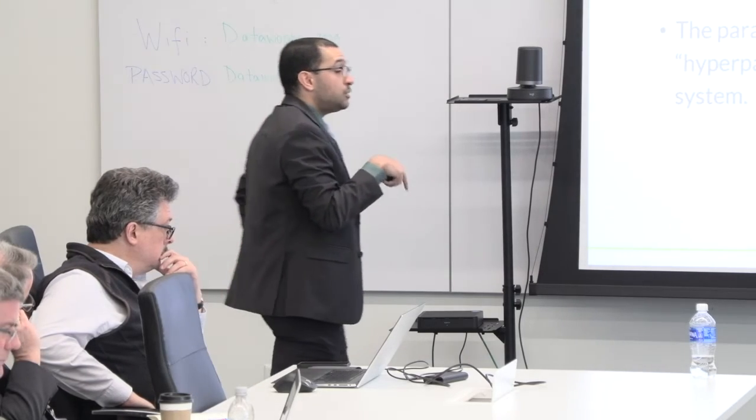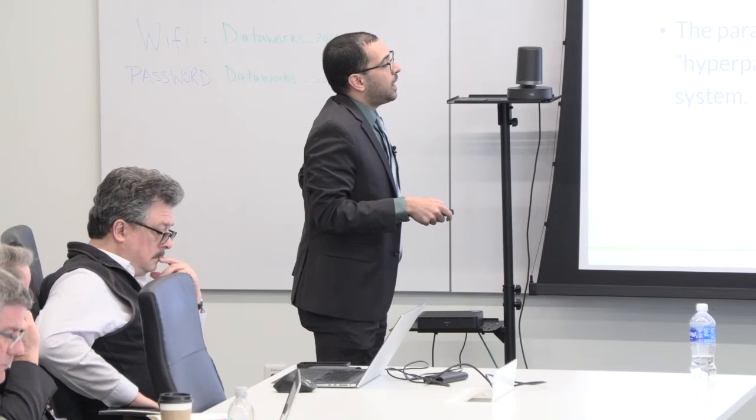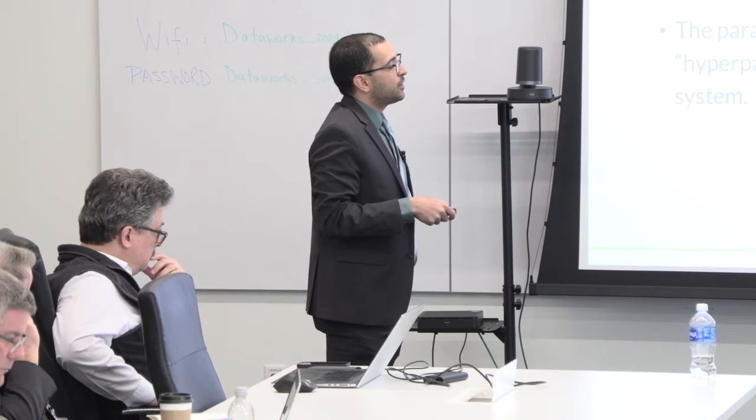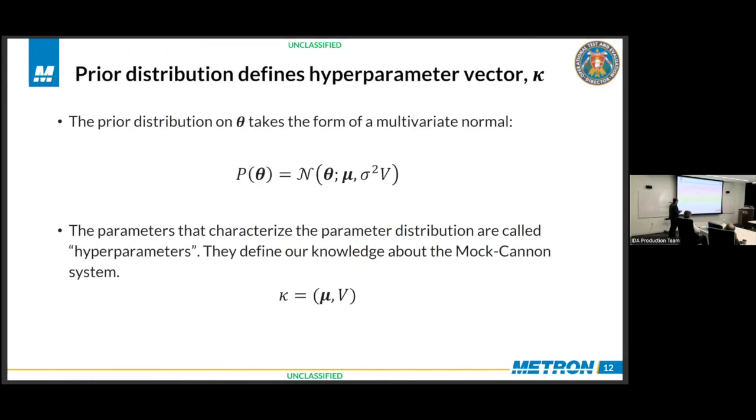They define our knowledge about the state of the Mach Cannon system. And so we'll collect those hyperparameters in a thing called kappa. One example is, if I give you the mean and the variance of a Gaussian, you know the entire distribution after that, which is why we say the hyperparameters define our knowledge.